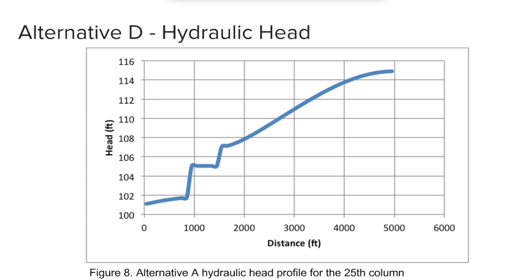So this is the hydraulic head profile for alternative D. You can see that it is very similar to alternative C. It is the head profile along the 25th column.